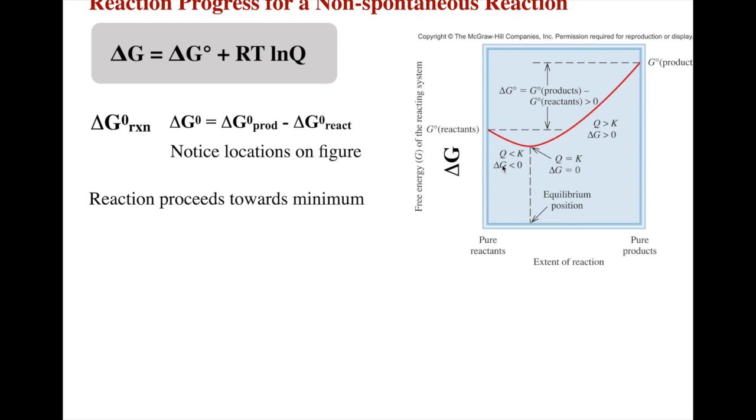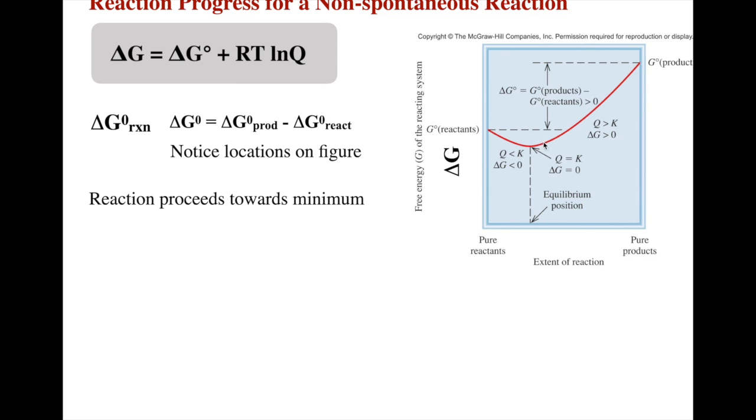Q is less than K, delta G is negative. Even though the standard free energy is positive, delta G at this point is negative. So the reaction proceeds in the forward direction. Delta G increases, becomes less and less negative until we get to equilibrium. Now the equilibrium condition in this reaction, Q equals K and delta G equals 0, but look at it, it's on the left side. It's closer to reactants than products. So this tells us the equilibrium favors reactants. Mostly reactants, very few products.